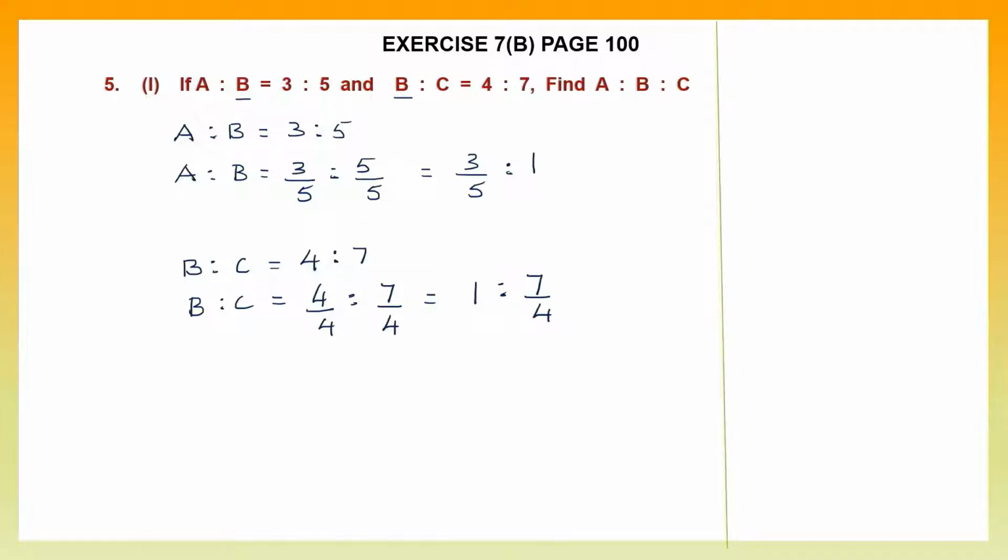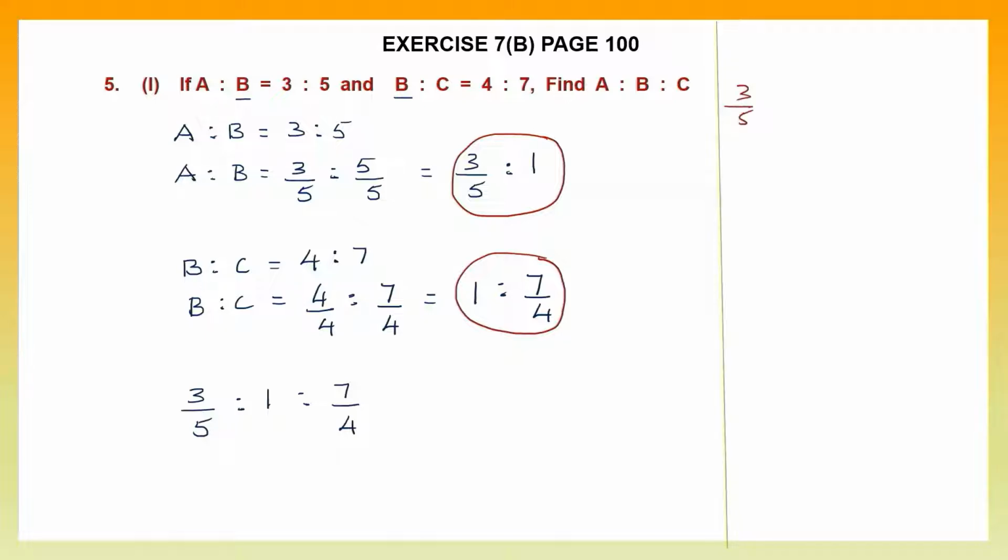So now I have these ratios here. This is A is to B and this is B is to C. As you can see, we've got B as 1. Now let's continue. So A will be 3 by 5 and B is 1 and C is 7 by 4. When we have fractions as a ratio, we need to find their LCM. So let me take this to the working column and work it out for you.